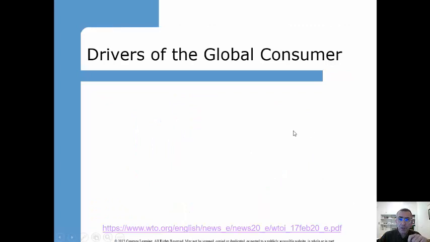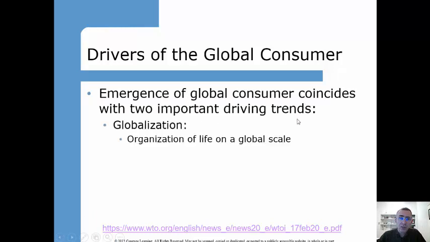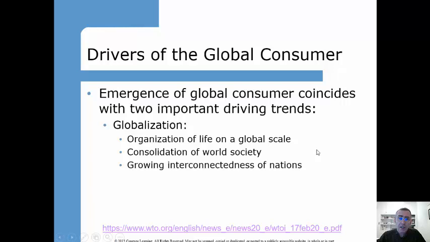The drivers: what drives the global consumer, right? First, there's this emergence of the global consumer that coincides with two driving trends. The first one is globalization, the organization of life on a global scale. There's a consolidation of world society and growing interconnectedness of nations. We are truly interdependent. That's just the way it is. And so that's where we talk about this interconnectedness.